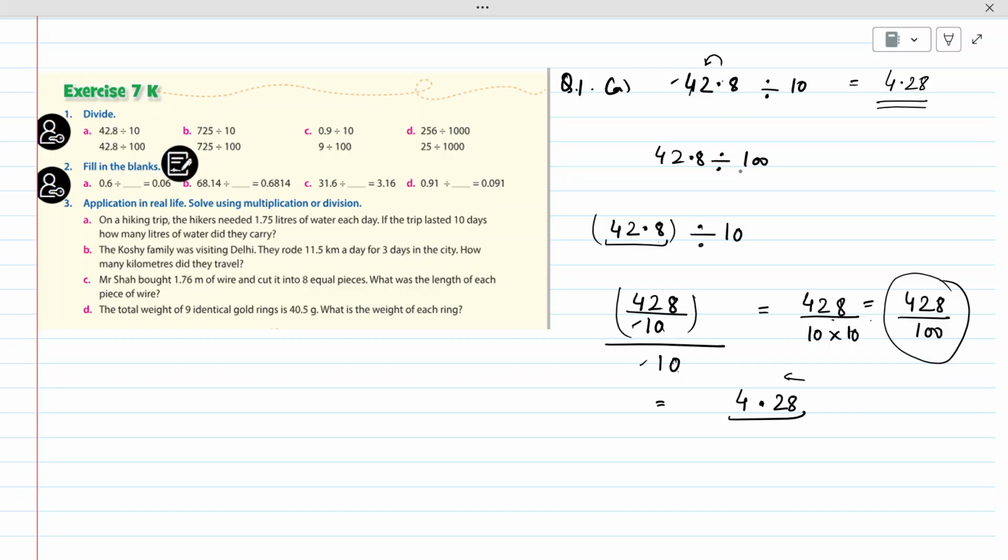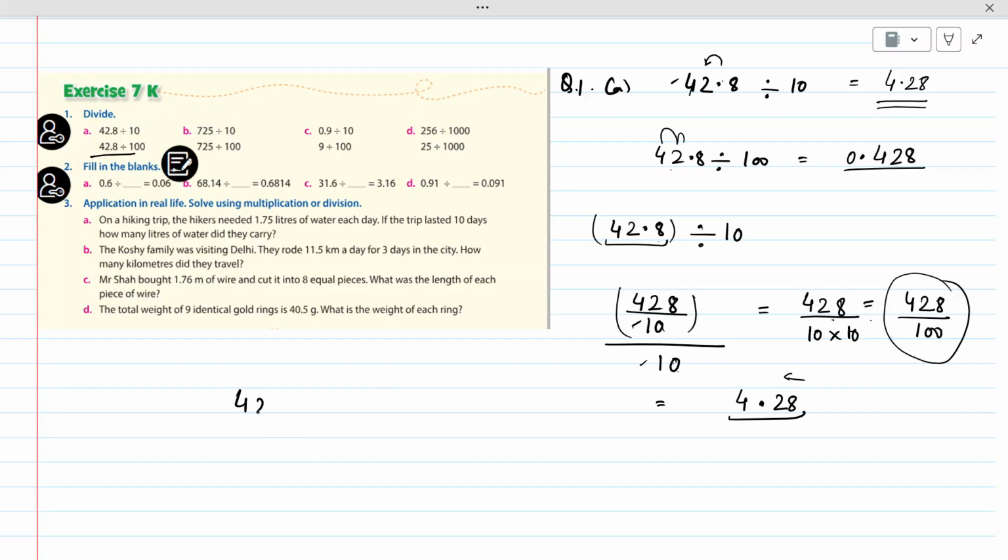Now the second part of this question: when I am dividing this by 100, the decimal should be changed. Where should this decimal go? It should move two places, one place, second place, two places on the left. So it should become 0.428. Okay, let us check if this happens or not.